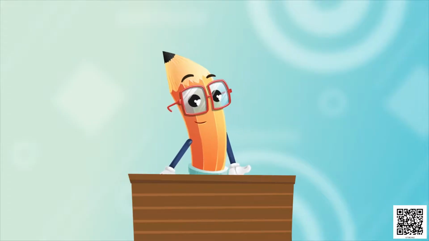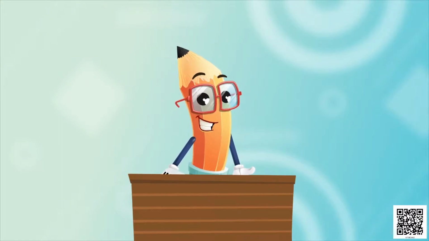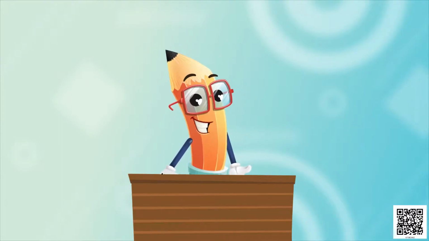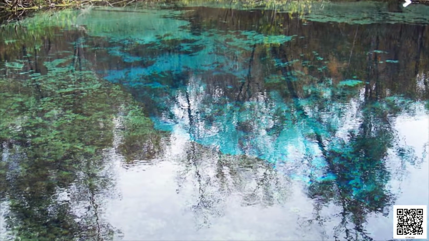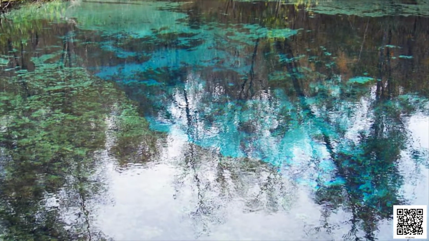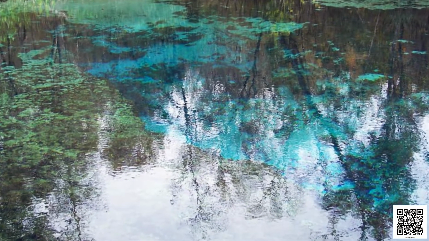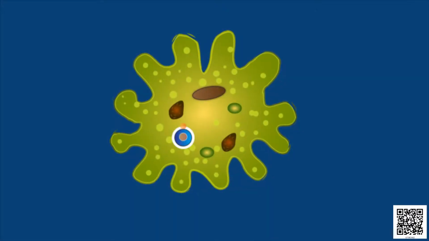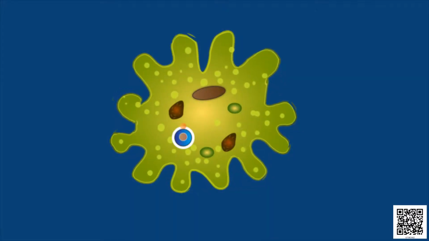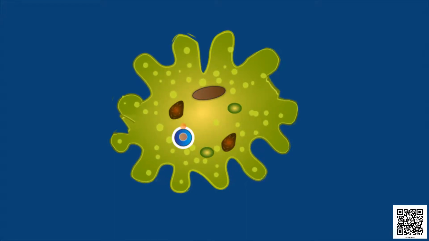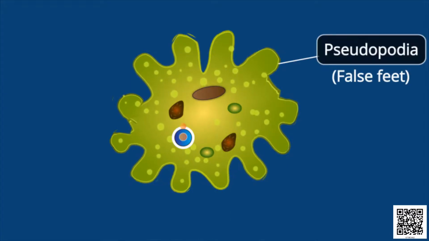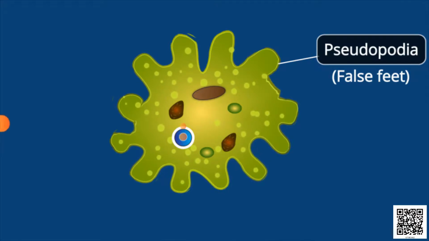Come on, students, now we will learn about feeding and digestion in amoeba. Amoeba is a microscopic, single-celled organism found in pond water. Amoeba constantly changes its shape and position. It pushes out one or more finger-like projections called pseudopodia or false feet for movement and capture of food.